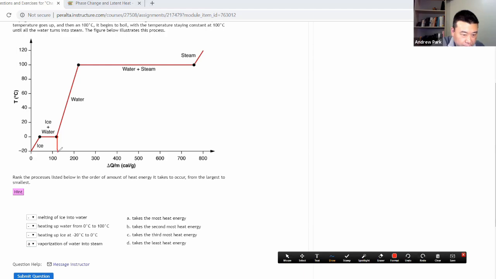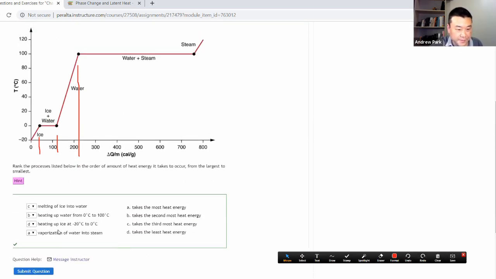Heat energy, it goes from here to about here. So it's a heat energy of about 100 calories or whatever. That's how a calorie was defined actually. And for water, it looks like it's slightly less. So I'm going to say heating the water up takes the second most, and then melting the ice takes the third most, and heating up the ice takes the least. And the answer, yeah, it's right.